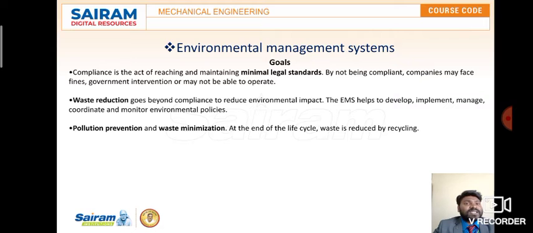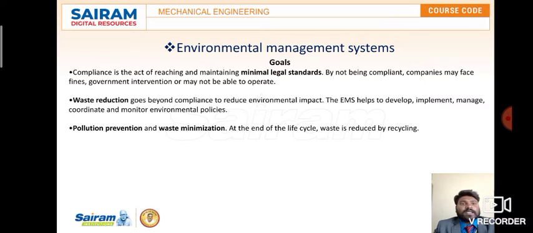So the first one, I repeat: maintaining minimal legal standards, so the company should not face fines and government intervention should be minimum. Then waste reducing, which goes beyond that level and the standard levels. And then pollution prevention and waste minimization. So how to do this? By focusing on reducing through recycling.